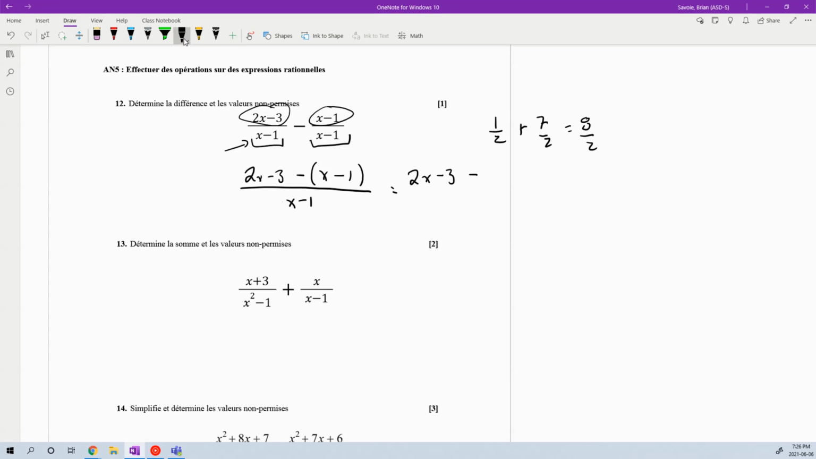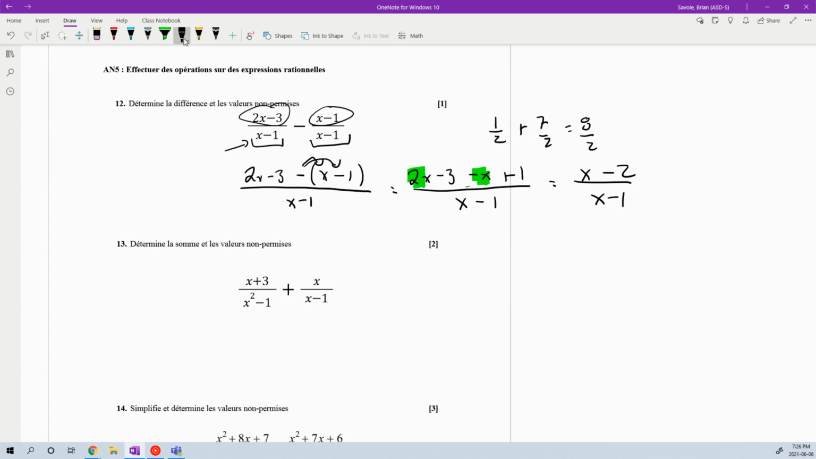You guys are watching this probably because you want a little bit of help. So I'm going to distribute this negative to both terms. So I'm minusing x and adding 1. And then it's over x minus 1 again. And now I'm going to group like terms. 2x minus x. Okay, so I'll highlight these. So the 2x's and the negative x are like terms. So 2x minus x just gives me x. Negative 3 plus 1 gives me negative 2 all over x minus 1.